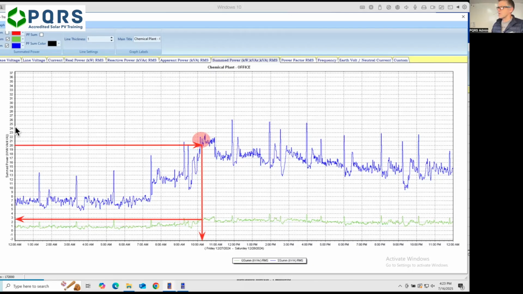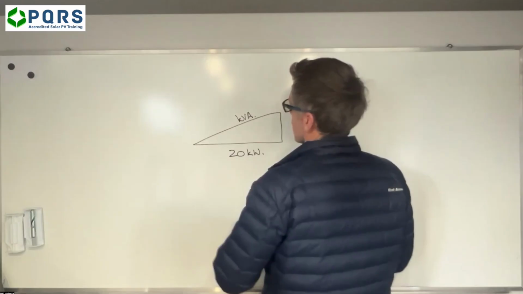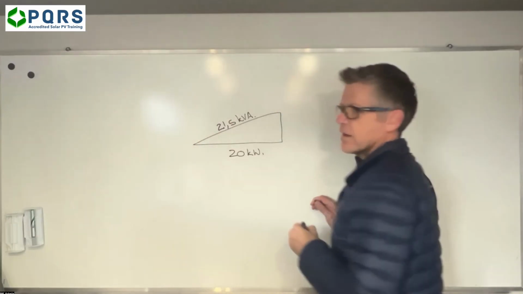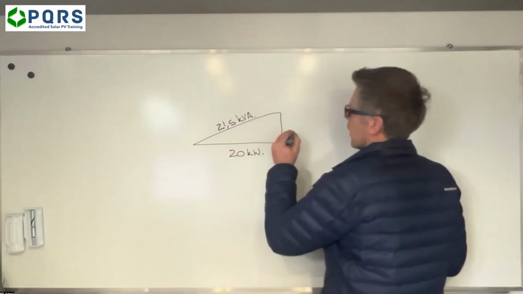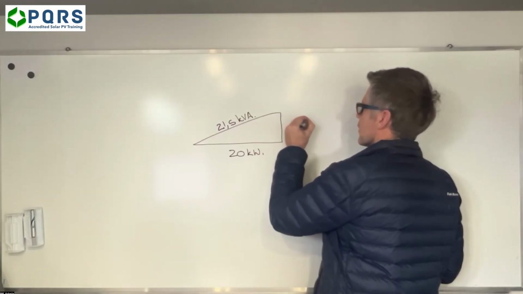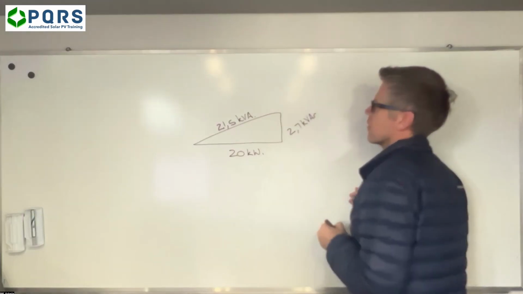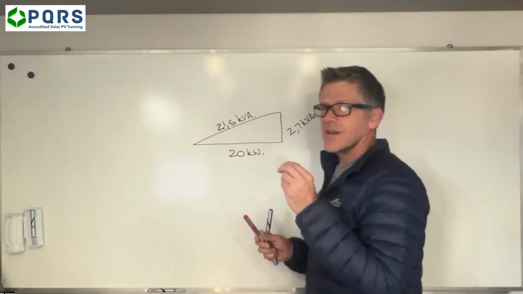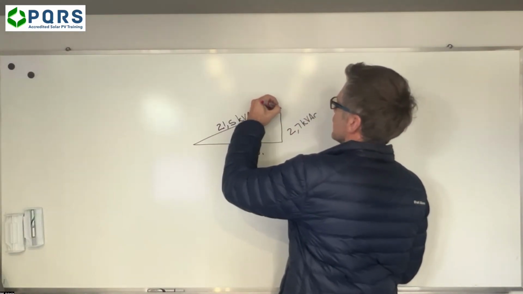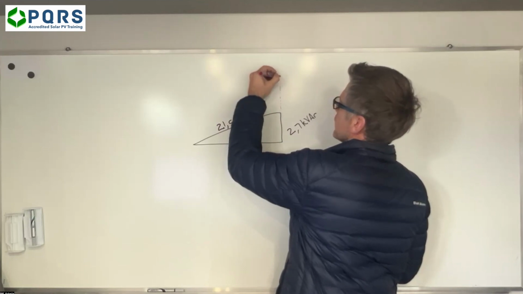And that to me looks like it's 21.5. So we've got 21.5 kVA, and we had about 2.7 kVAr. When we look at an installation where the power factor is not good, there will be more reactive power.